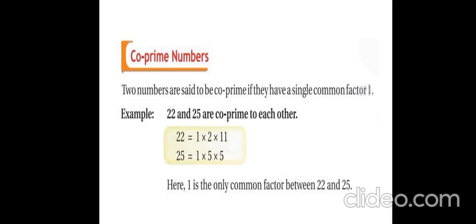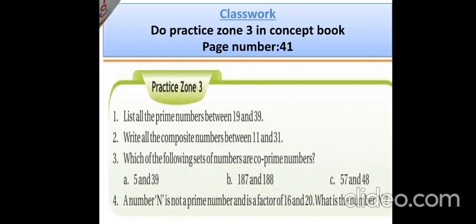Children, listen carefully. When will we say numbers are co-prime? We call numbers co-prime if both numbers have a common factor which is a single common factor. Then we call them co-prime. So co-prime numbers have the single common factor 1. So today we have seen prime numbers, composite numbers and co-prime numbers.